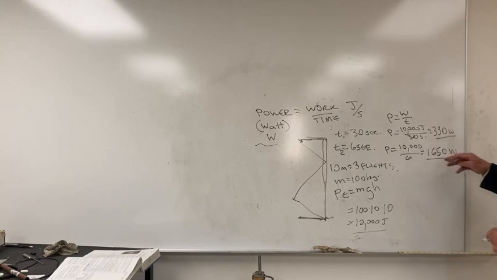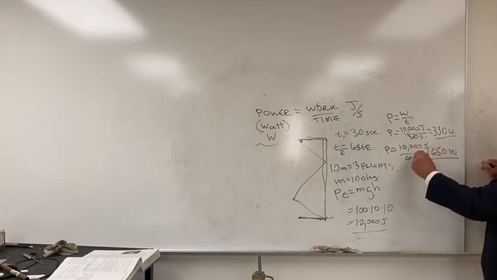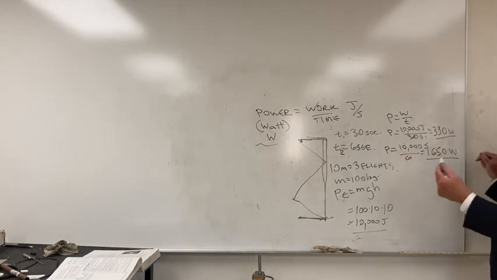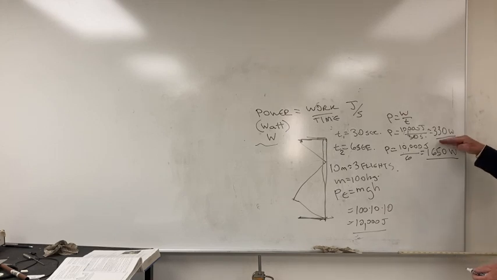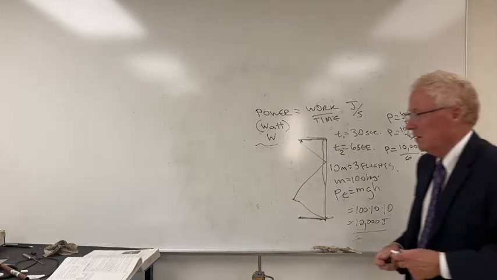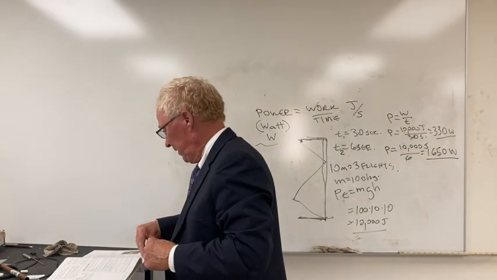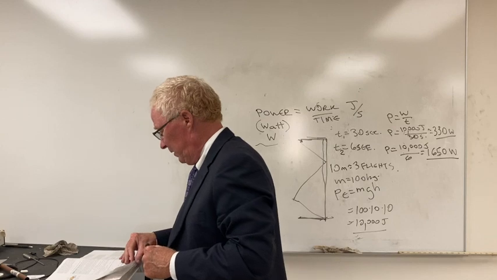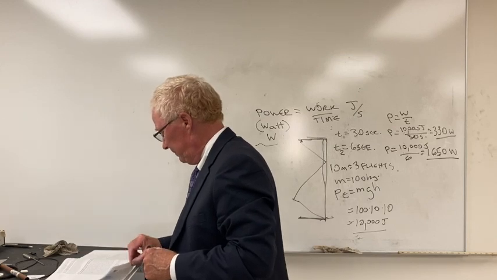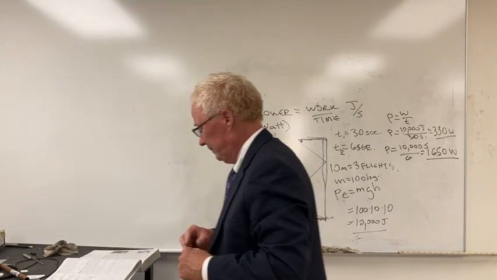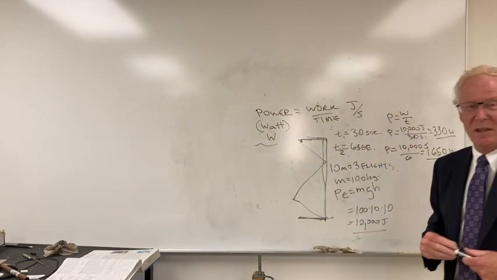So in both cases, you're using 10,000 joules, but in the second case you're doing it in 1/5 of the time, so you have 5 times the power. So that is power, which is section 6.10 in the text, and that is the end of this chapter. All right, so that's chapter 6.